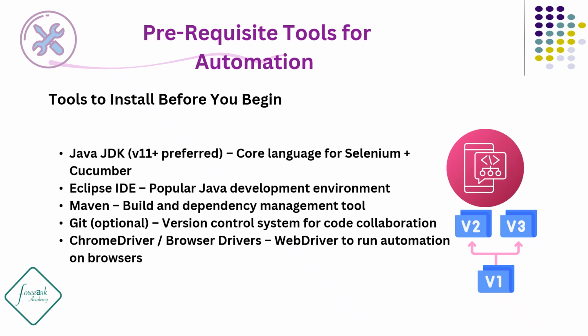Version 11 or later is mainly recommended because it's widely supported and it is stable also. Once you install this JDK, after that you need to configure your Java home environment variable correctly after the installation.